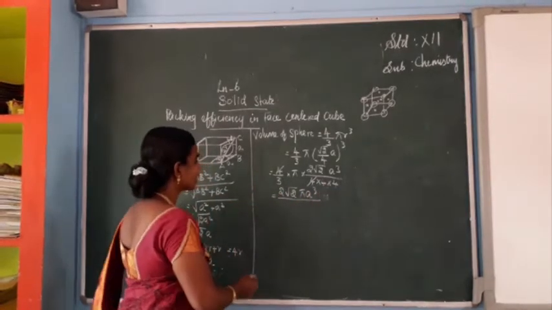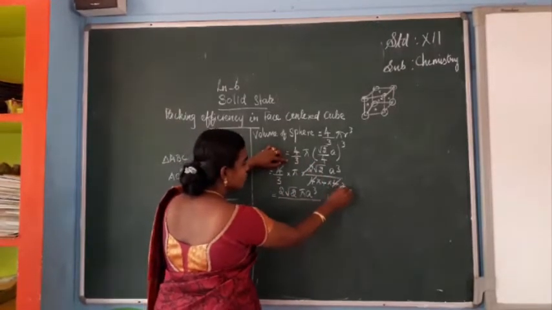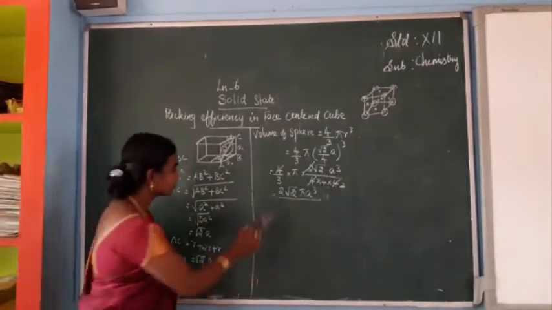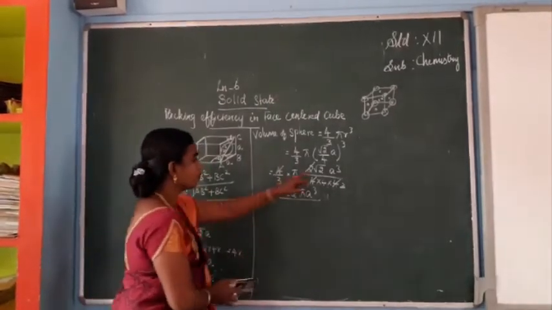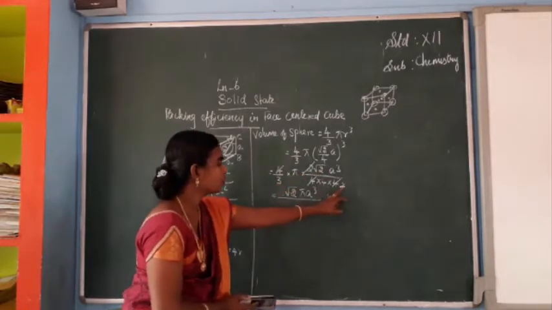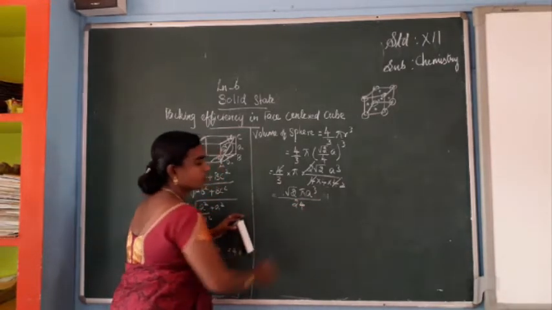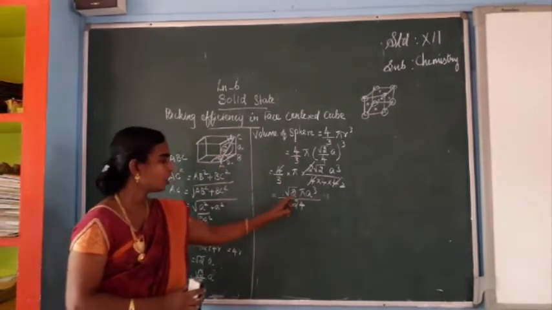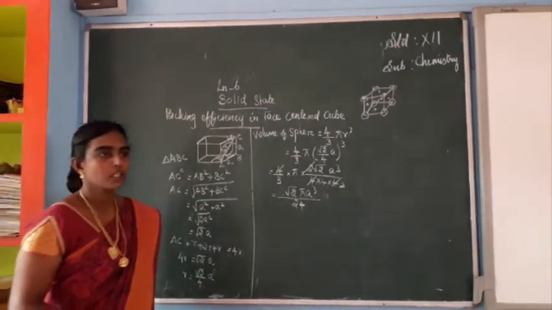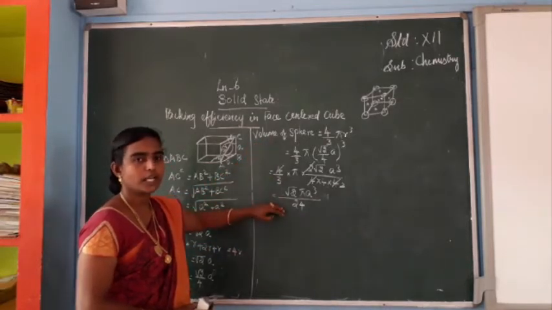12 into 4 we are getting. We can cancel this also. So 2, here 2, isn't it? So this 2 is not needed. Root 2 pi a cube divided by 3 into 6, 6 4s are 24. So root 2 pi a cube divided by 24 you got. So next what we have to do? The volume of one sphere we have calculated.